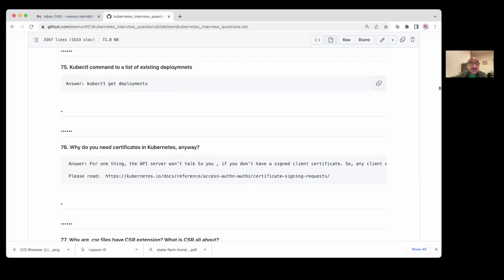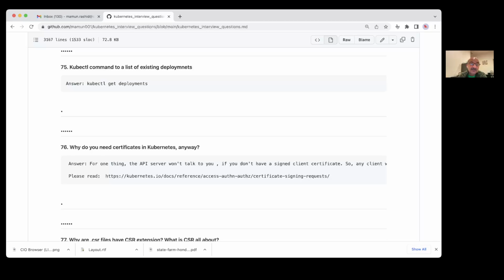All right, next question: kubectl command to list existing deployments. That is a super easy question. If somebody's asking you this question, it's probably just a teaser to see where you land. It'll probably be in the very beginning of an interview, because this is an easy one. If you can't get this one right, the interview is pretty much over, because this is such a simple thing that anybody with any knowledge of Kubernetes should be able to get.